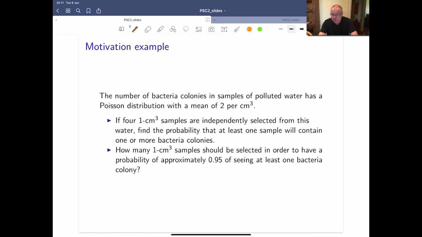So this is your first, what we call a hierarchical model. And what I mean by that is we're going to have two random variables and one depends on another. So let's start, as always, by setting some notation. So first of all, we're going to let y be the number of samples that have one or more bacterial colonies.